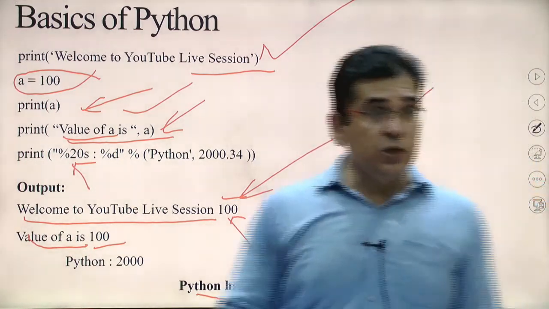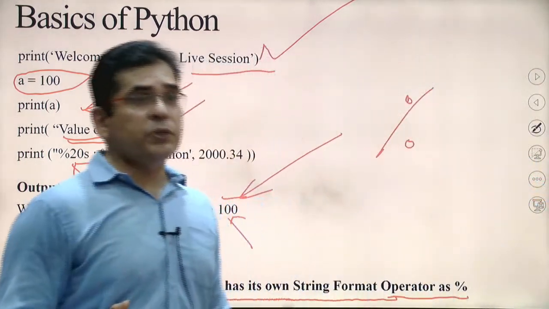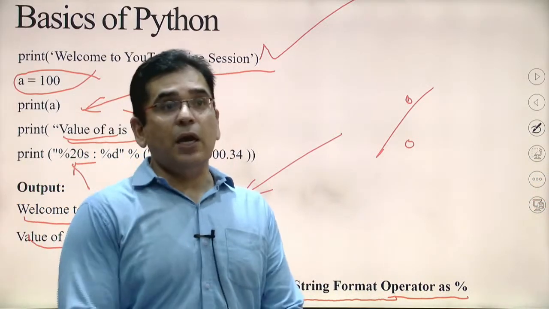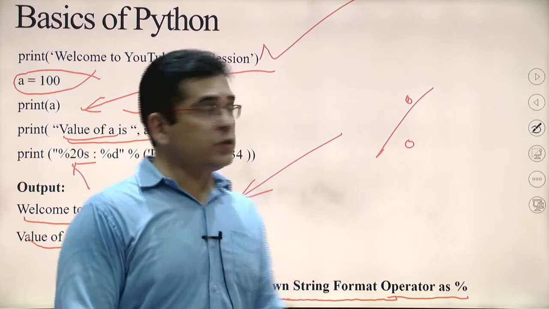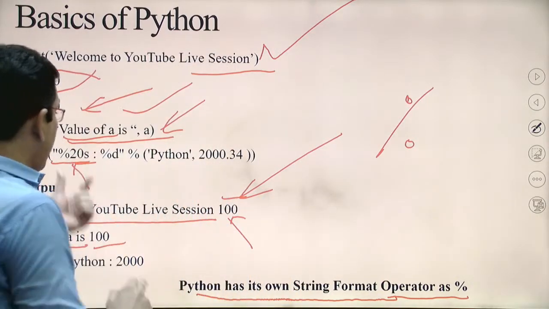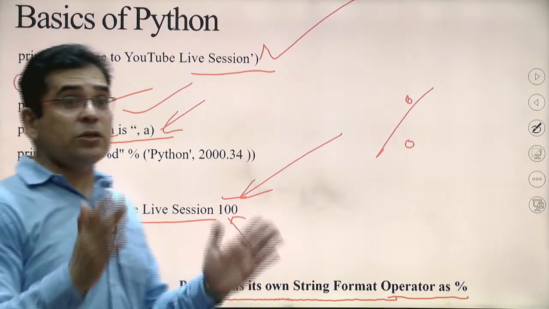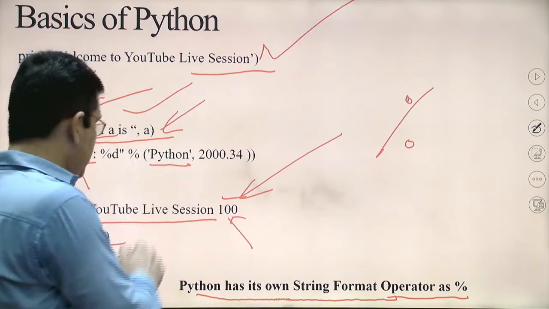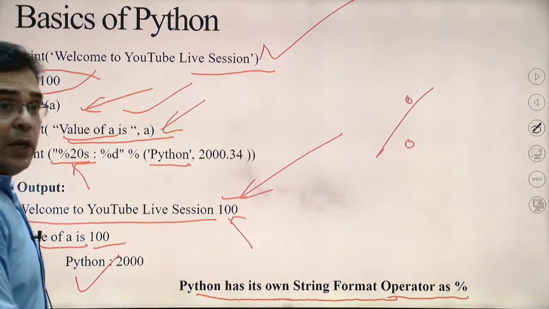Just like in the C programming language, %d, %f, etc. are used in printf or scanf statements. In Python you can write simply %20s. So a 20 length string will be printed, but here the length of the string is only 6. So Python is printed here.